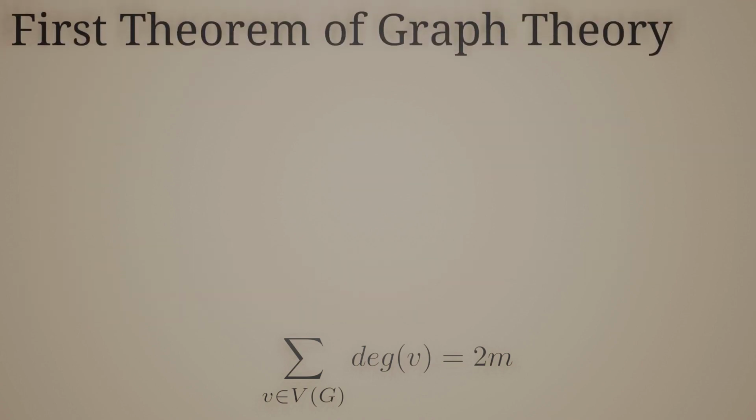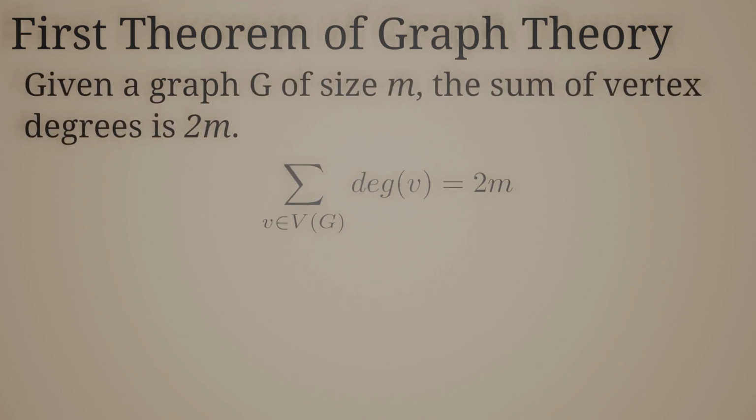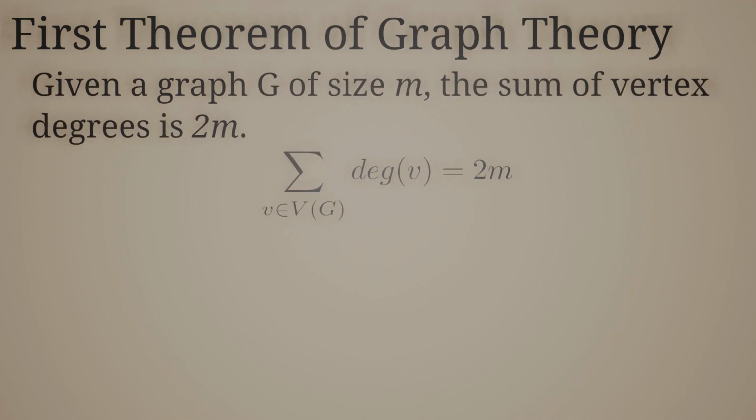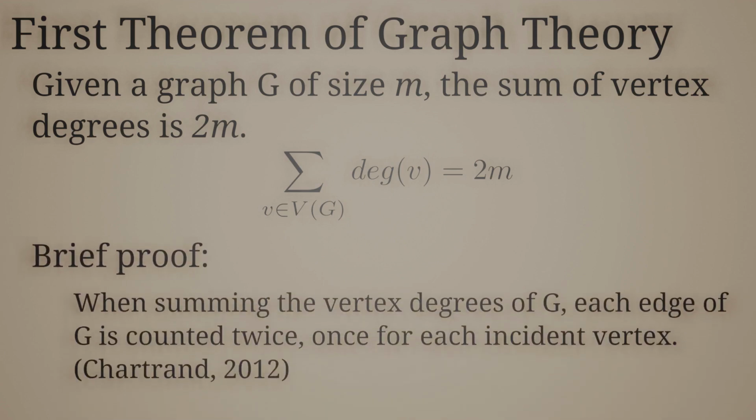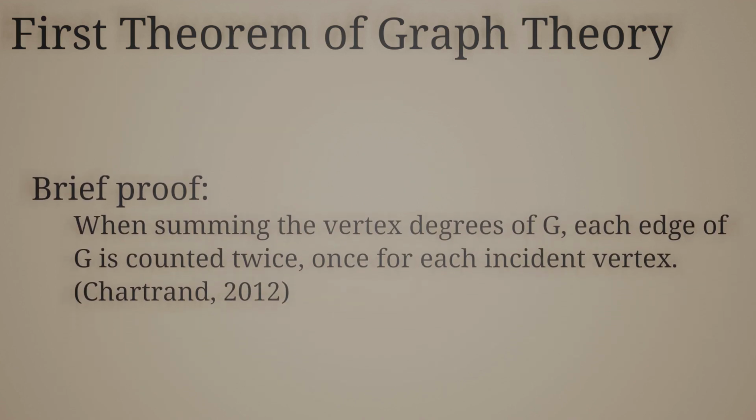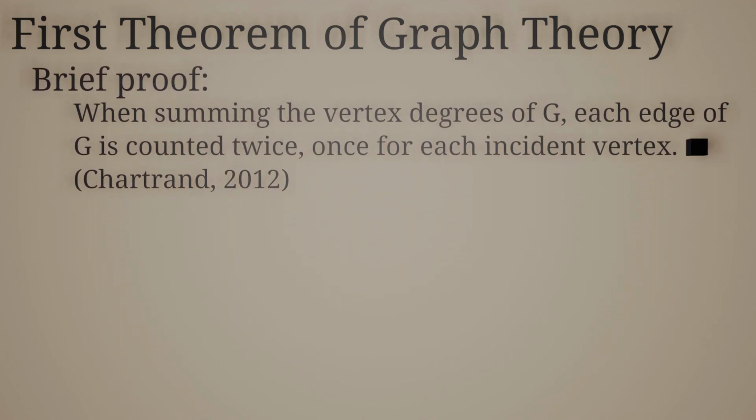The first theorem of graph theory, or FTGT for short, goes as follows. Given a graph G of size m, we get that the sum of vertex degrees is equal to twice the size of the graph. Now the proof is fairly short. Given any graph G, each edge of G is counted twice, once for each of its 2 incident vertices.